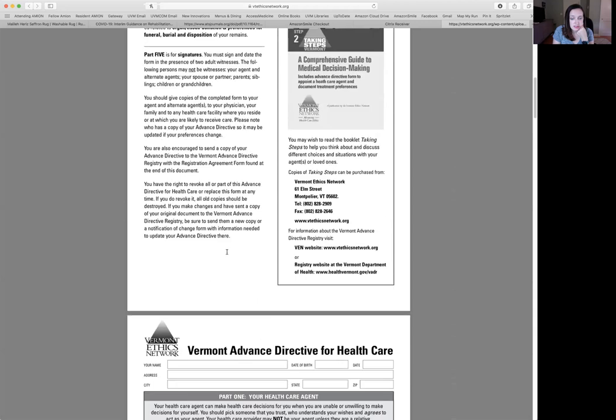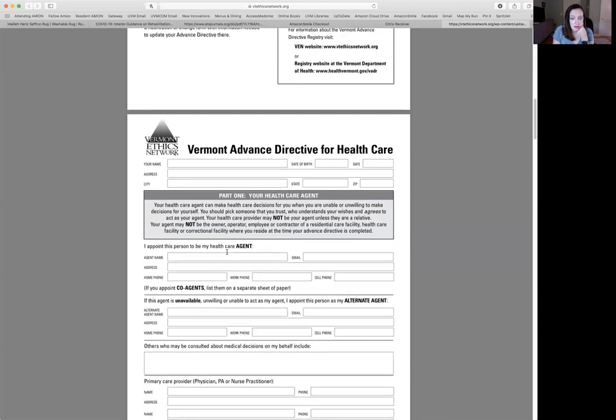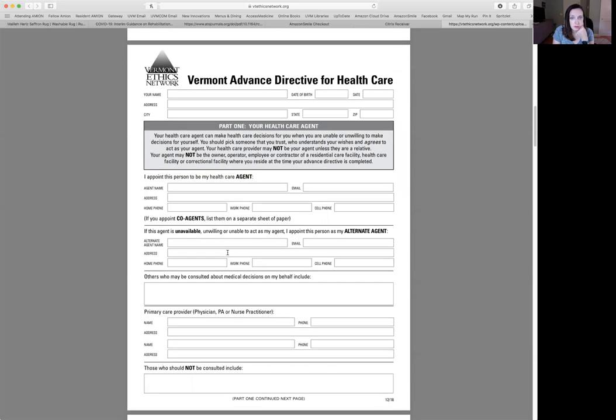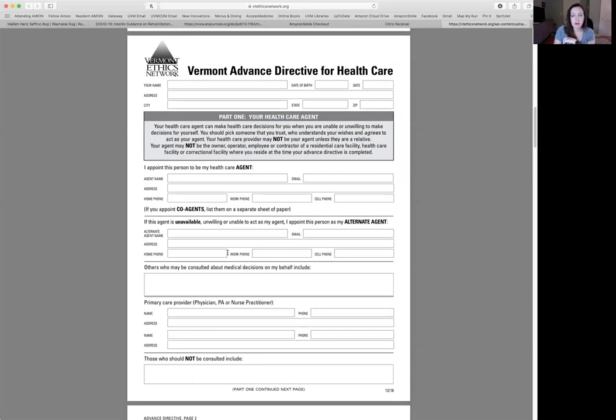So just getting to the first part here. Part one is naming a healthcare agent. So you can literally name whoever you want to be an agent or a decision maker for yourself if you can't speak for yourself. Now, the only person you can't assign is your physician, unless they are your relative.